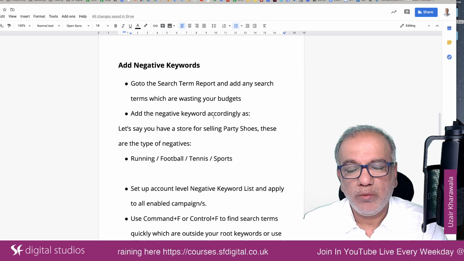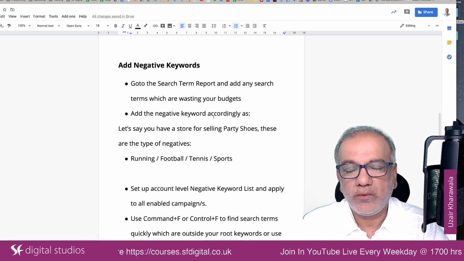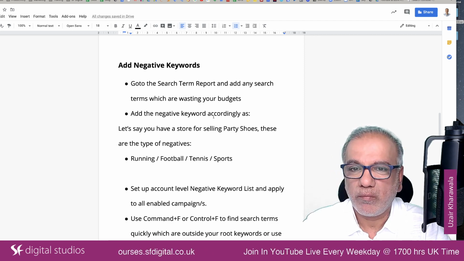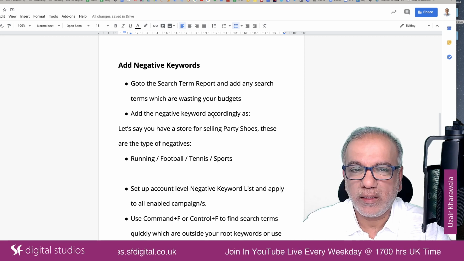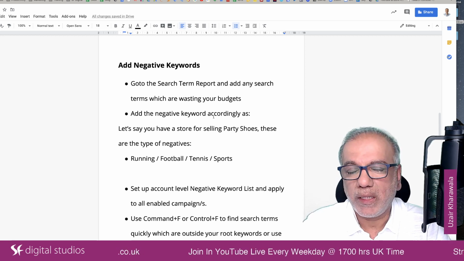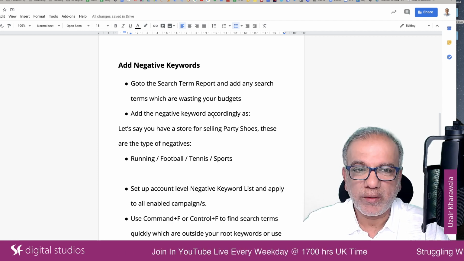The third one, negative keywords. You need to add these regularly. You need to keep an eye on them. And this is your best keyword match type, because this is going to either make or break your campaigns.